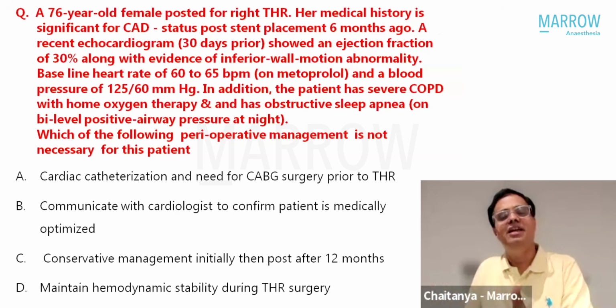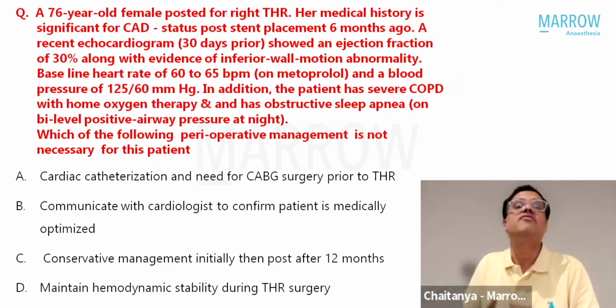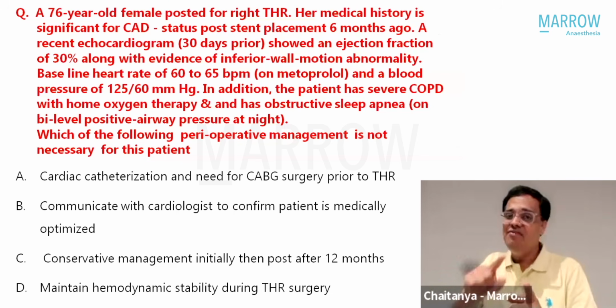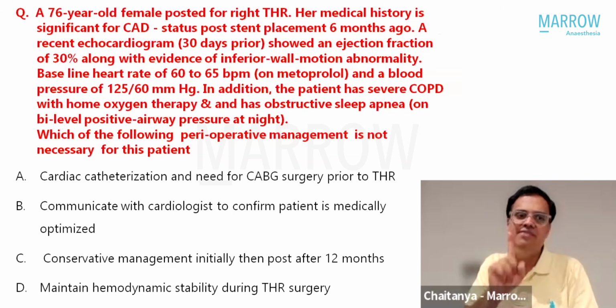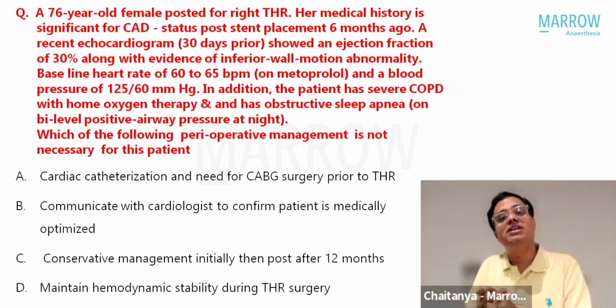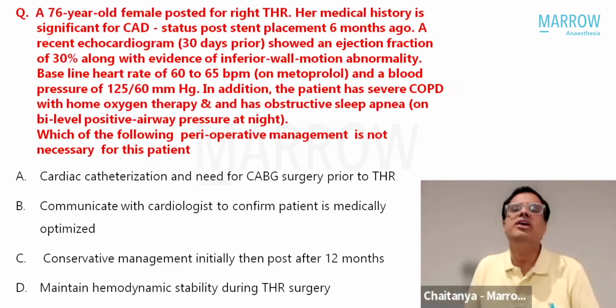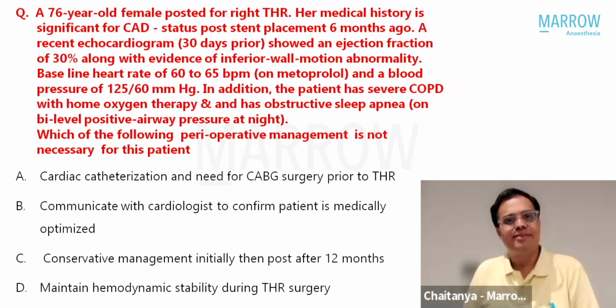ACC/AHA guidelines have clearly mentioned that up to step 3, it is RCRI scoring. In step 4, we will assess the functional capacity of the patient, and we will go for stress testing only if the functional capacity is very low. If the stress testing is positive, then we will go for angiography or cardiac catheterization. This is the ACC/AHA guidelines.